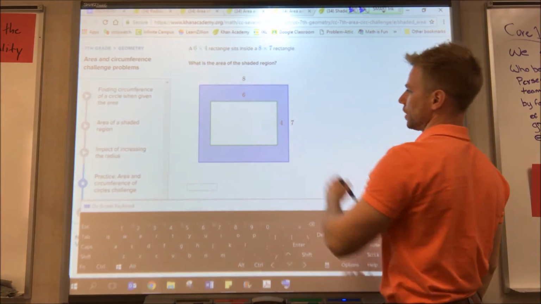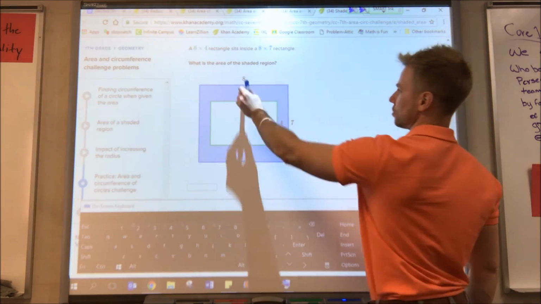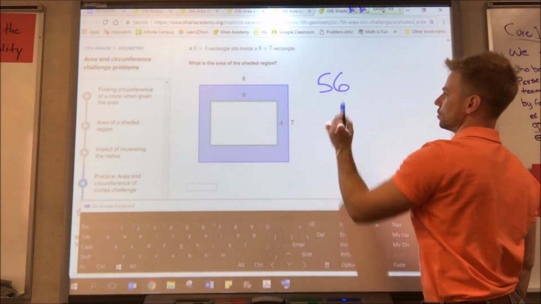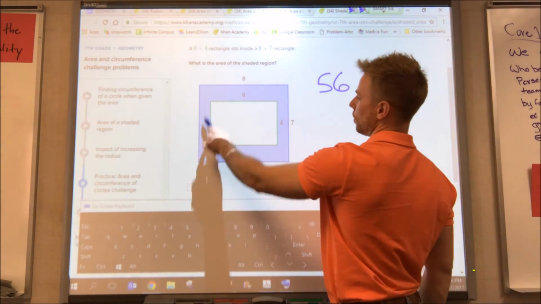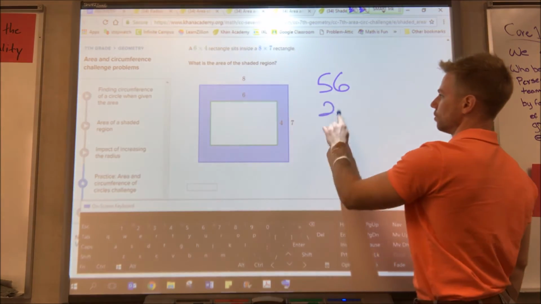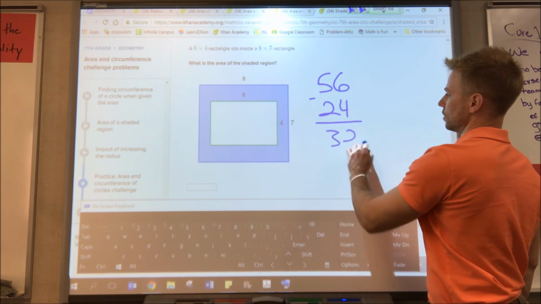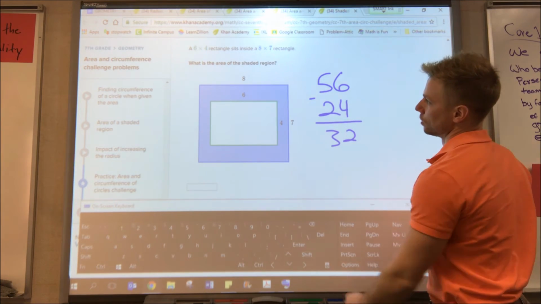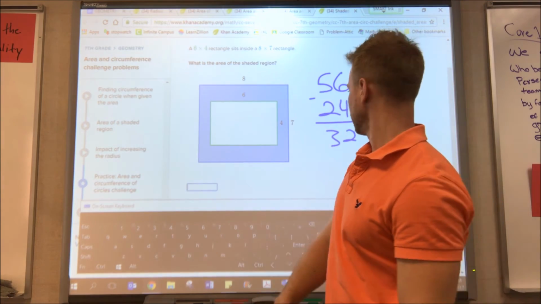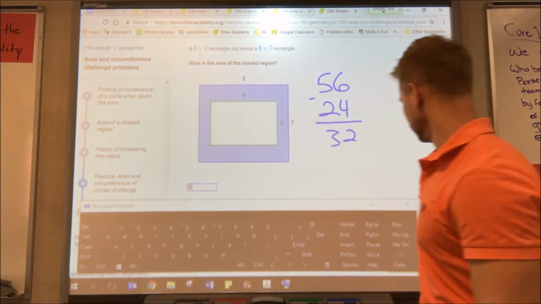So to find the area of a rectangle, we do length times width. So 8 times 7, which is 56. The little one in the middle, 6 times 4, which is 24. We subtract those 2, gives us 32. So the shaded area is 32.